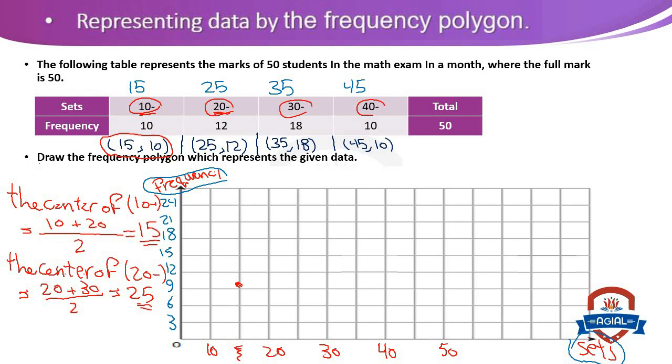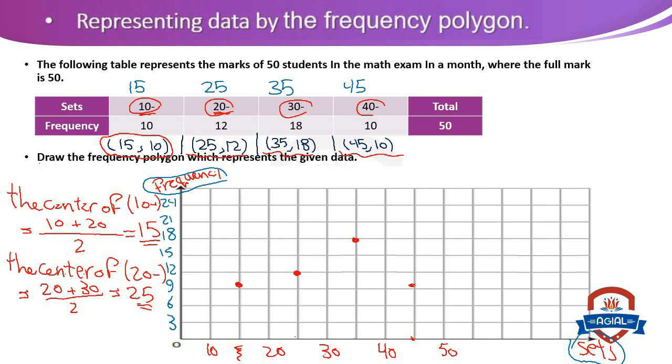And if we look at the second ordered pair, we have 25 and 12. So we have to run to 25, then jump to 12. And when we look at the third ordered pair, we have 35 and 18. So we have to run to 35, then we jump to 18. And in the fourth ordered pair, we have 45 and 10. The center equals 45 and the frequency equals 10. So we have to run to 45, then we jump to 10.